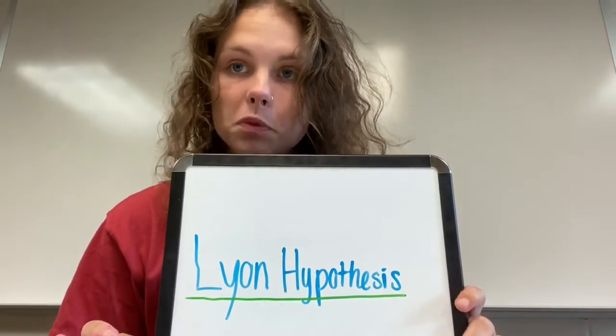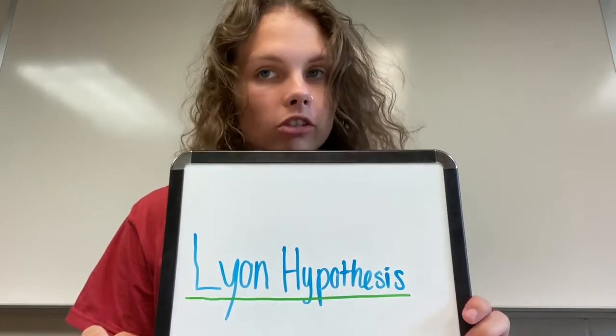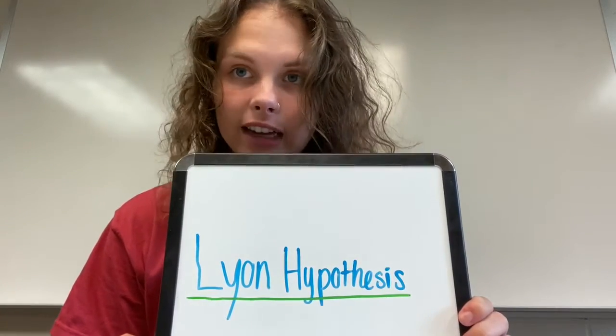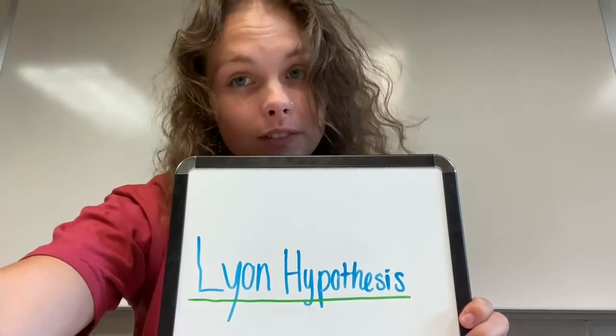This hypothesis was proposed by Mary Lyon in 1961. The hypothesis states that one X chromosome in each female cell becomes inactivated. The X that becomes inactivated is random and varies from cell to cell within the female's body.